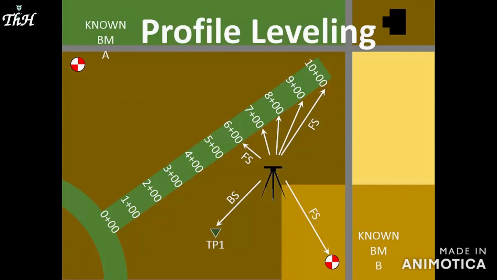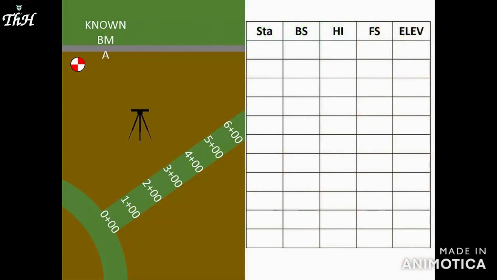Let's wade deeper into the water and explore proper note keeping and computations for profile leveling. Just as before, our notes will have the standard 5 column headings for station, backsight, height of instrument, foresight, and elevation. Benchmark A has a known elevation of 585.95 feet recorded in the elevation column in a new row labeled Benchmark A. The backsight reading goes in the backsight column on that same row.